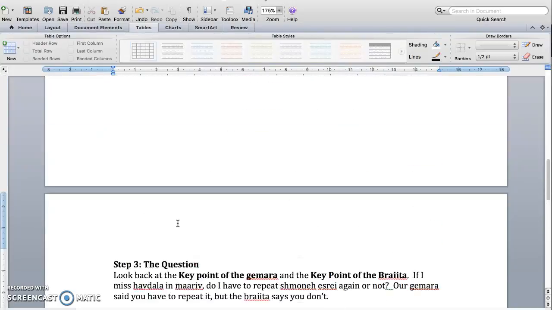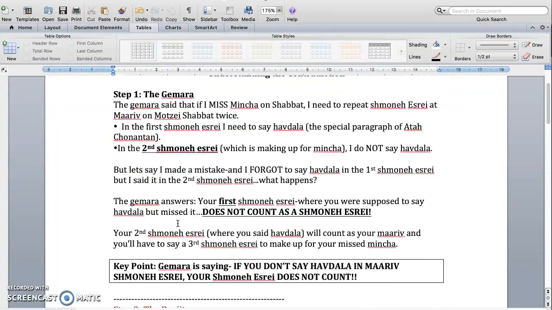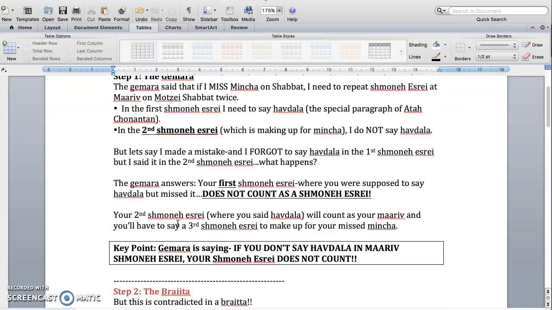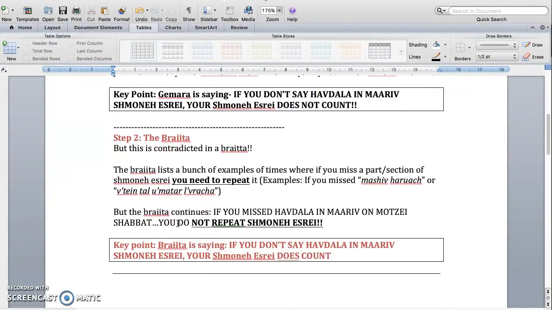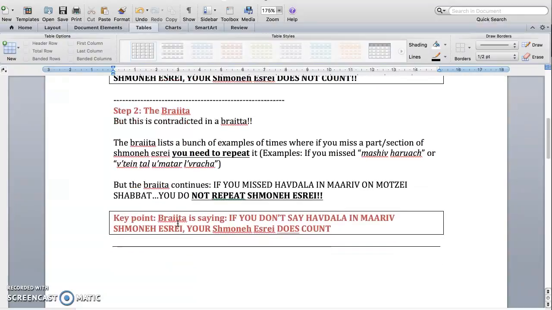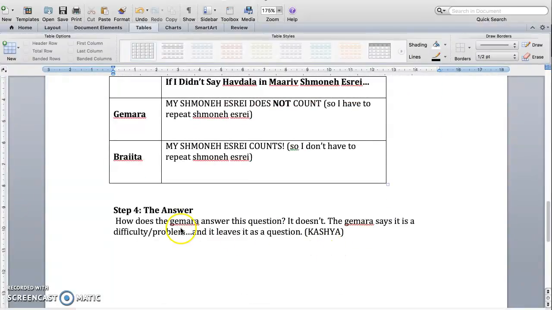Okay, so again, we have this very big, beautiful Gemara. It starts off with a Gemara that says your Shemona Esrei doesn't count if you miss Havdalah. It brings up a Breita which seemingly attacks that and says, hey, what are you talking about? Your Shemona Esrei does count if you missed Havdalah. And the Gemara answers by saying, look, that's a good question. It is difficult, and it basically leaves it as a question.